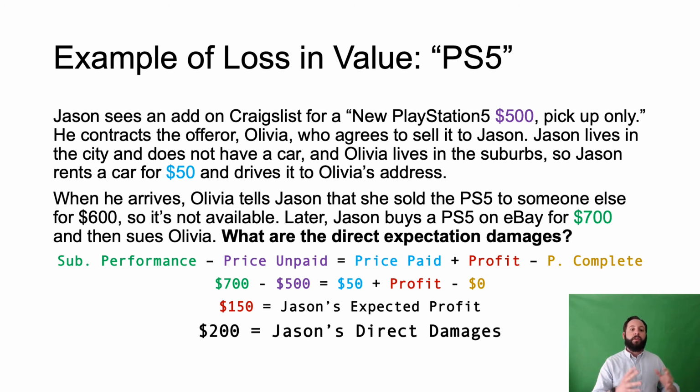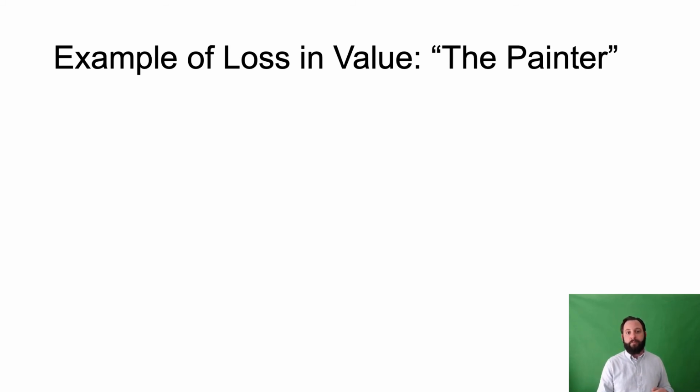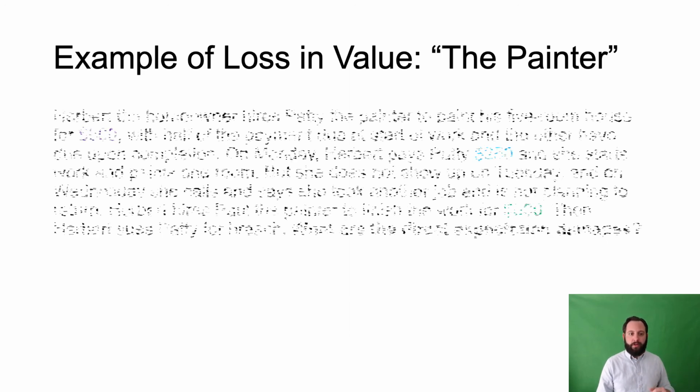And so to give him the value of $150 profit in this case, the court has to award $200 so that even with his $50 cost, he is still $150 better off, which is after all what he expected and bargained for. Let's look at a third example that is one level more complex.